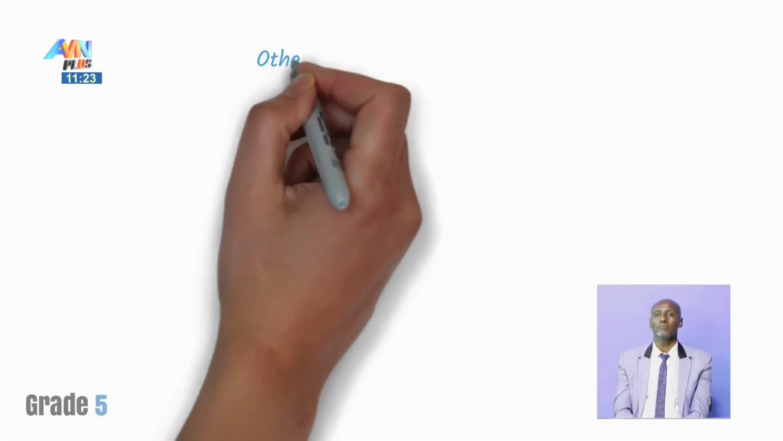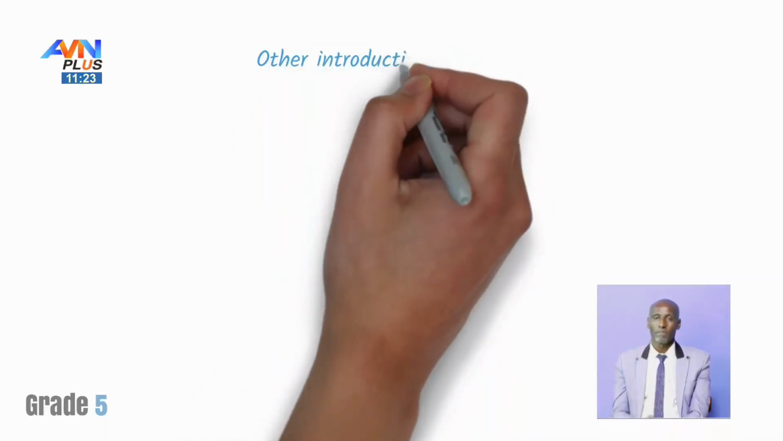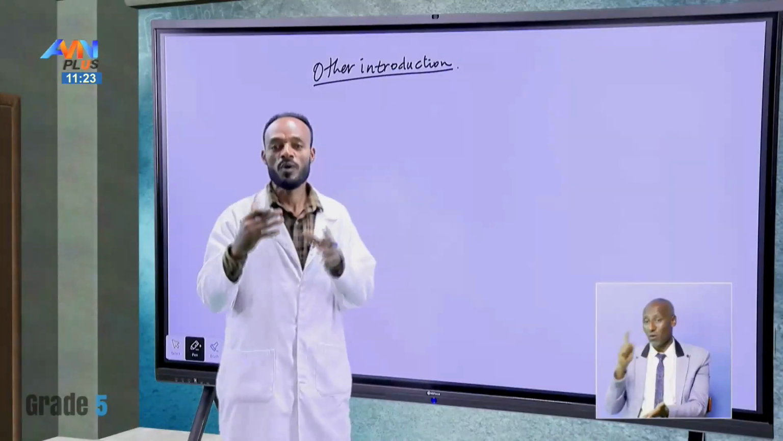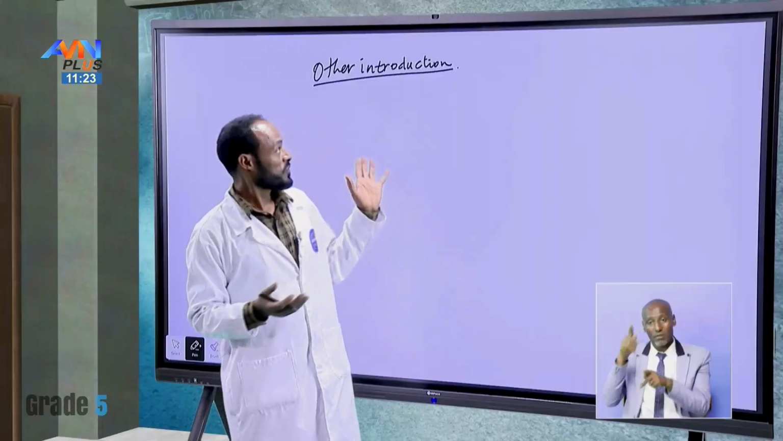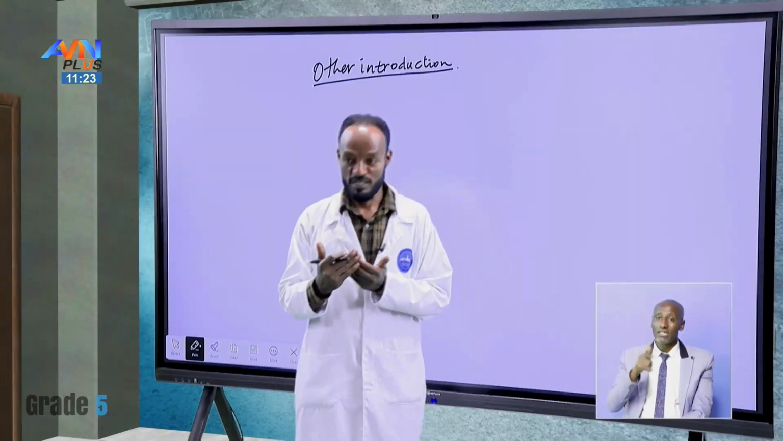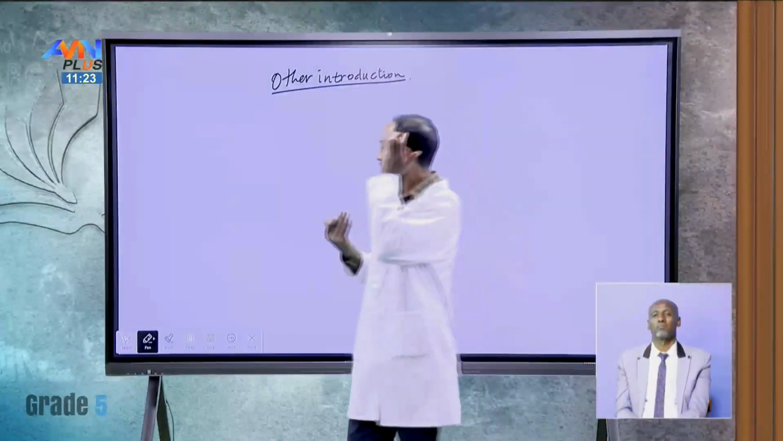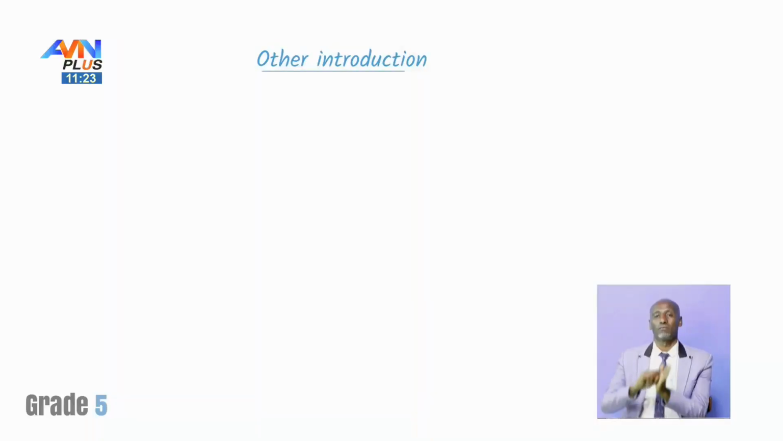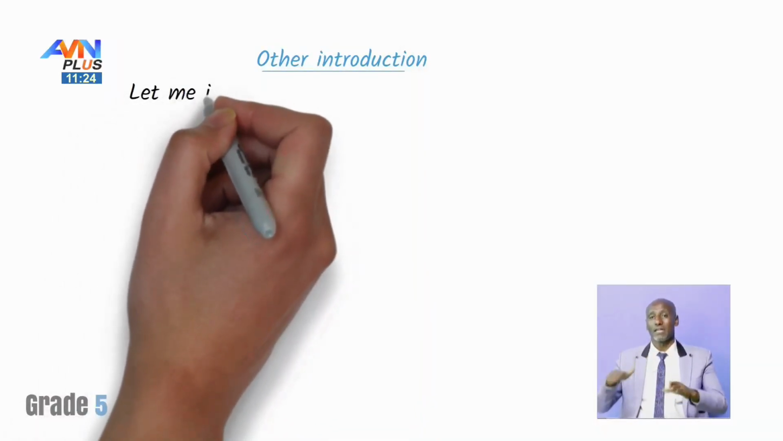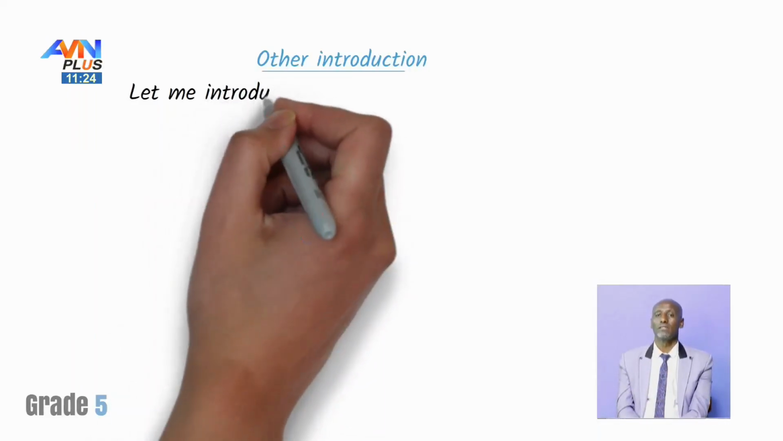So let's go to other introductions. As we've said earlier, when we are introducing our friends, our parents, or someone to another person, we have to use expressions like he is, she is, her name is, she was born, she came from, okay? So, for example, we can say here, let me introduce my friend.